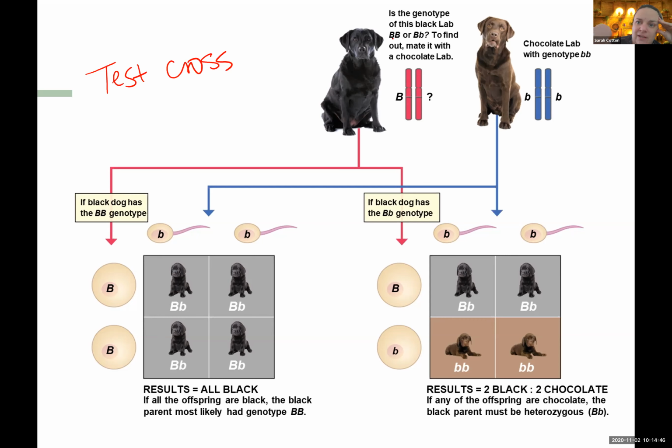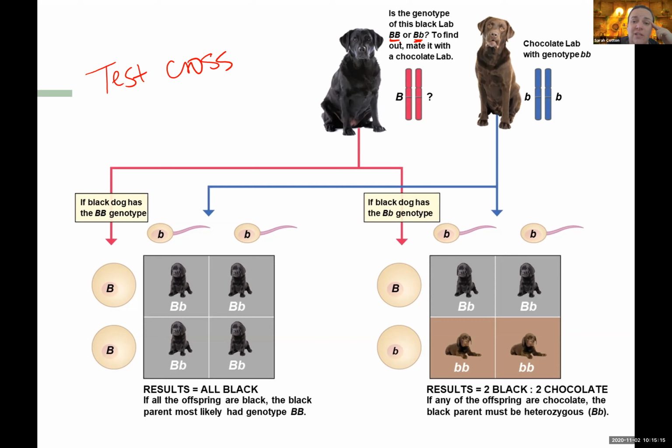She could be homozygous dominant, or she could be heterozygous. And you can't tell that by looking at her, because remember, if she's heterozygous, because that black allele is dominant over the chocolate allele, it's going to cover it up. Okay. So you can't tell just by looking at her. So how do we deal with a situation like this? Well, one possible solution to figure it out is to do something called a test cross.